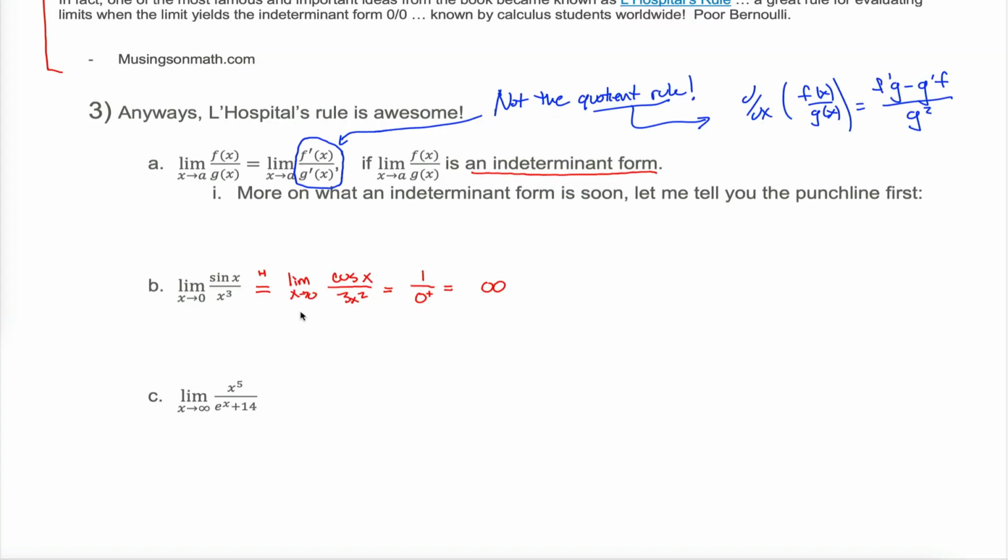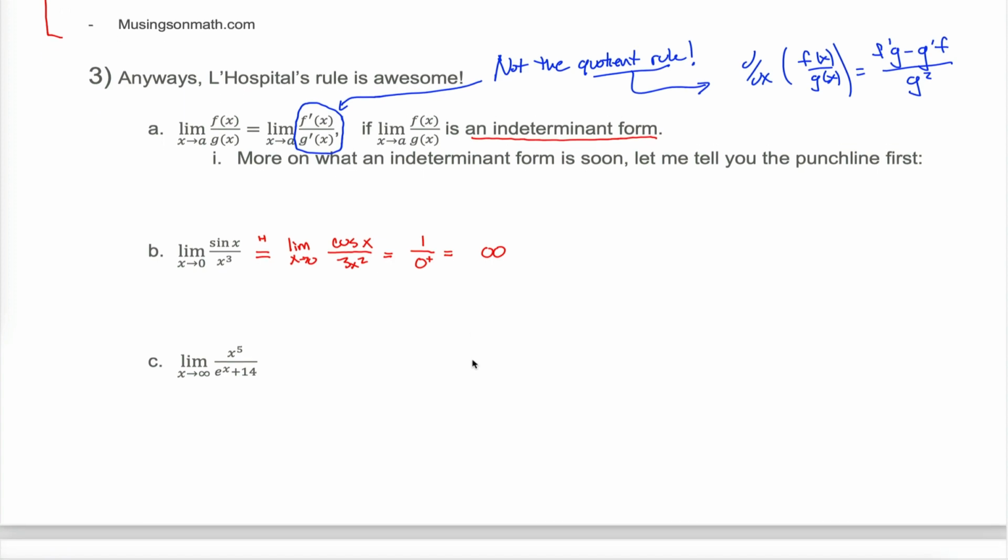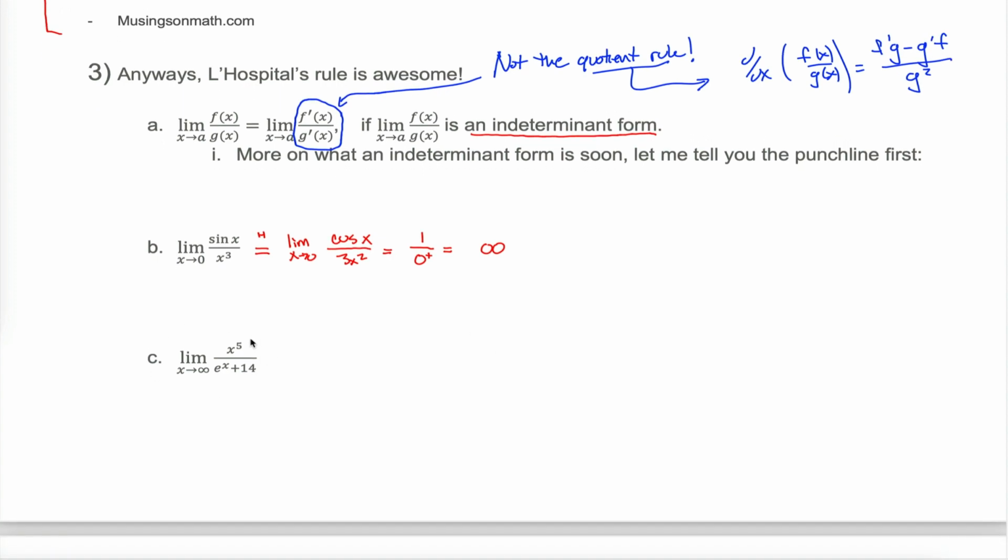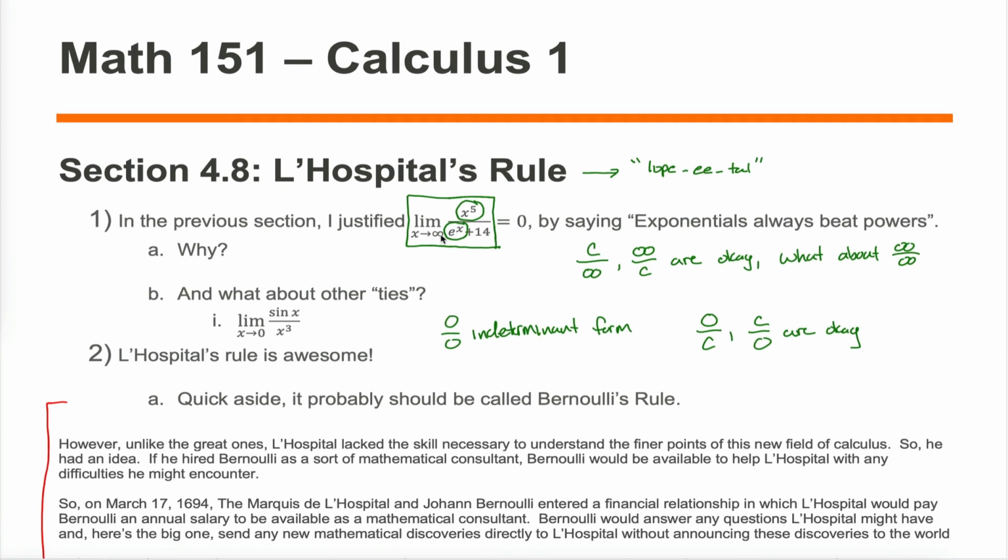Let me give you one more example of L'Hopital's rule and how it works before I end this video, and I'll save all the minutia, sort of the fine print on what an indeterminate form is, for the next video. The example that I started this video with, the limit as x approaches infinity of x to the 5th divided by e to the x plus 14.